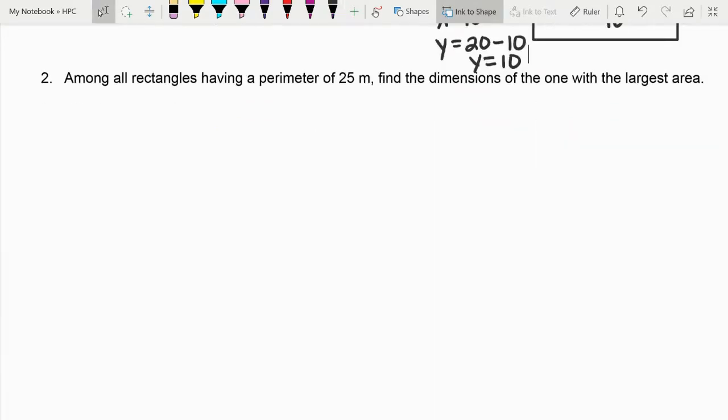Okay, so for number 2, it says among all rectangles having a perimeter of 25 meters, find the dimensions of one with the largest area. So first, I have a rectangle. We're going to have x, we have y, and we know the perimeter is equaling 25 meters. Now it's asking us to find the dimensions. When it's asking us to find the dimensions, we're looking for the input that gives the max or min value. So that is where we're going to look for the x coordinate of the vertex.